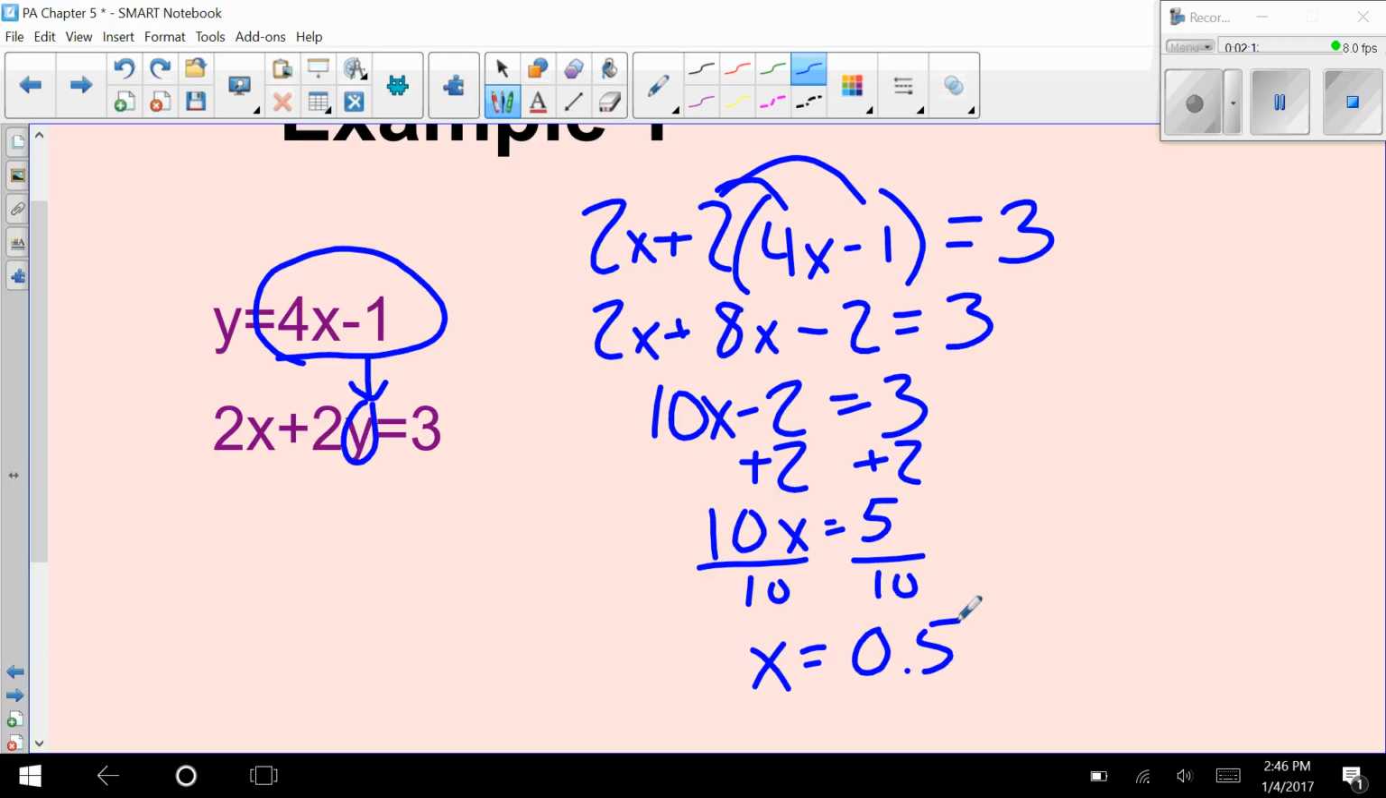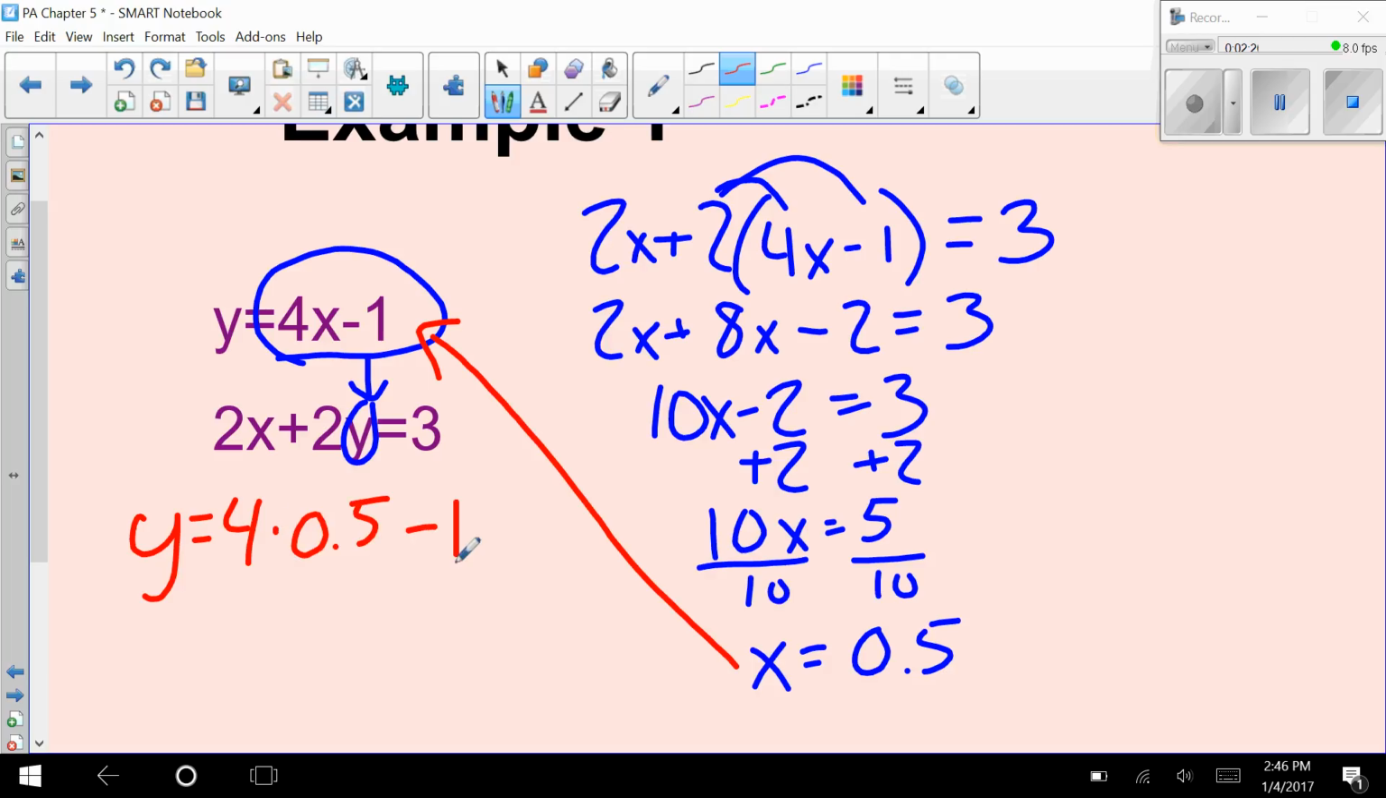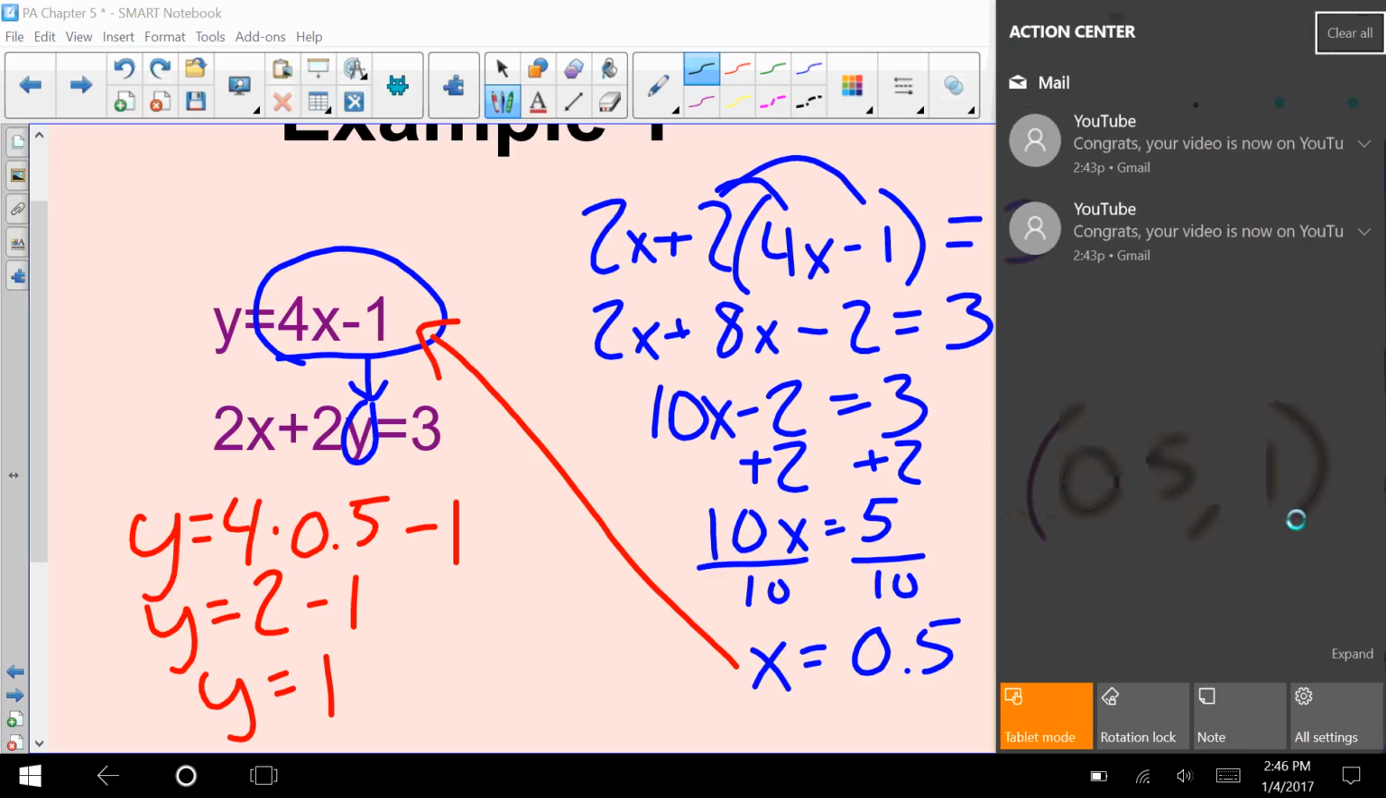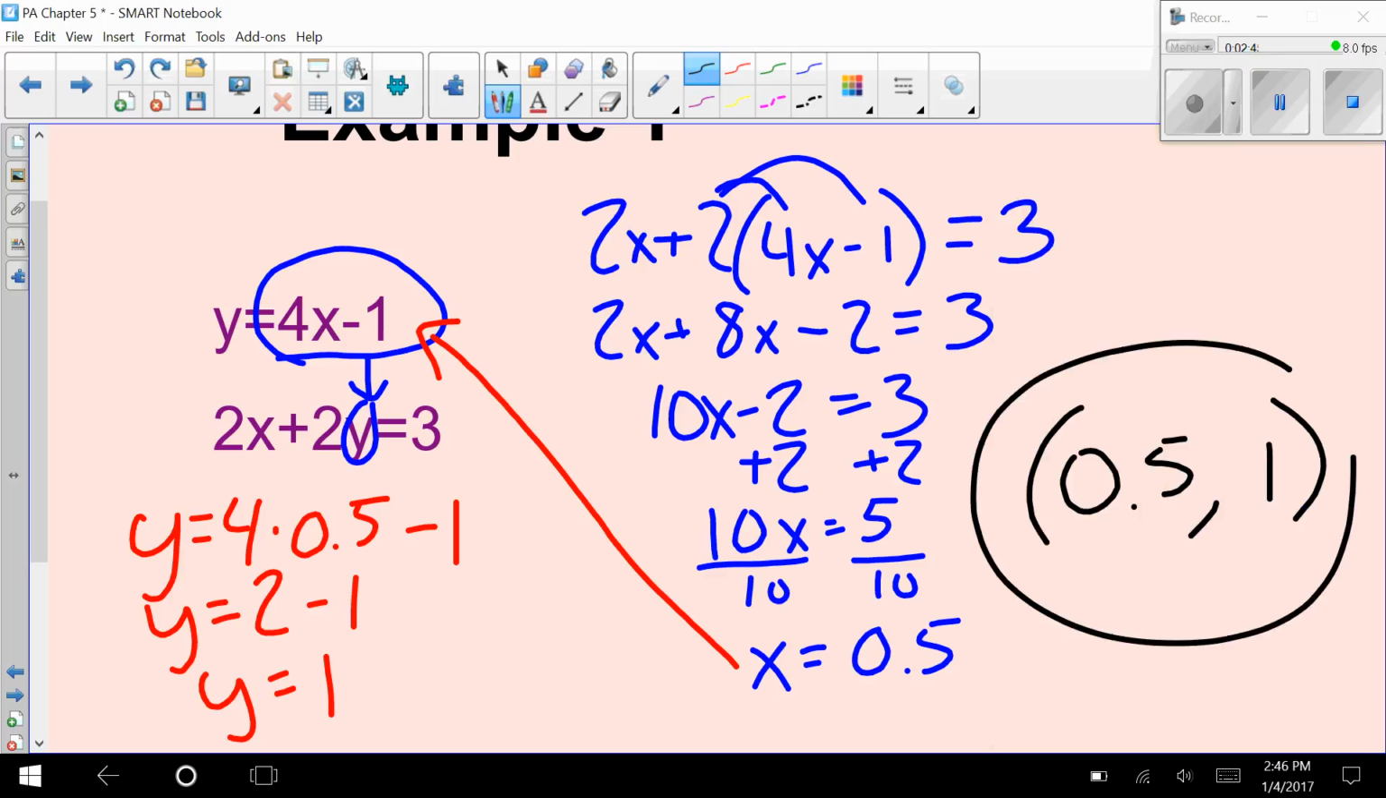Now we take that number and we substitute it into step 1 and solve. So we're going to take this number and plug it back in up here. So y equals 4 times, x is now 0.5, minus 1. 4 times 0.5 is 2. 2 minus 1 is 1. Now my answer, we take those and put them together. X always comes first, so 0.5, comma, 1. And there's our solution.